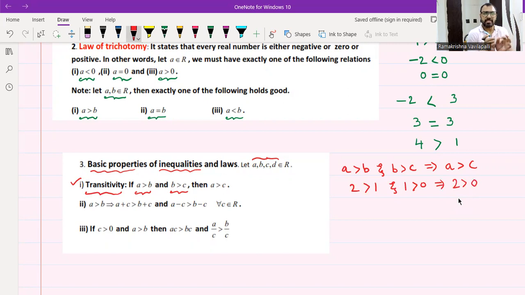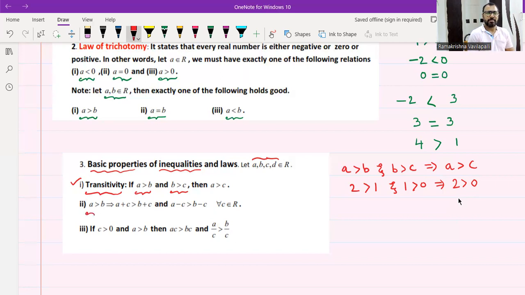Though these inequalities seem very simple, they play a very big role in understanding mathematics, in solving inequations and equations, etc. So now you see another one.